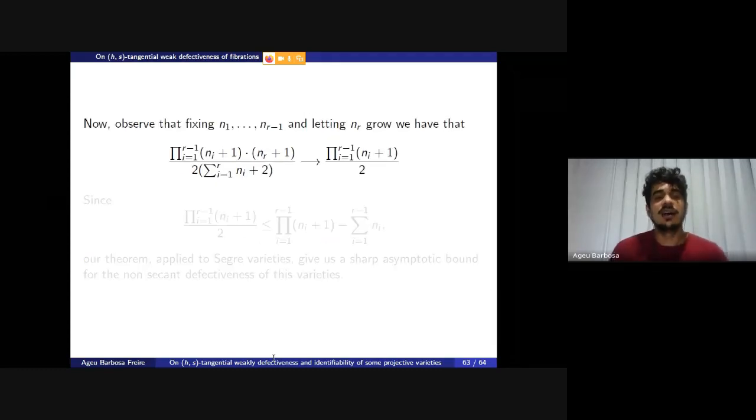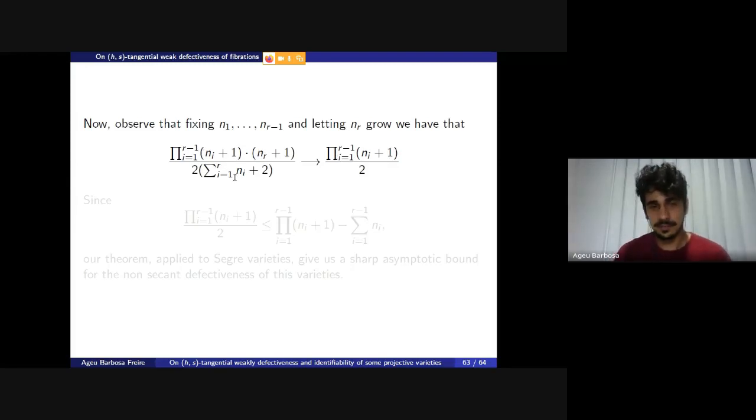Now, finally, observe that when we fix n1 up to n(r-1) and we take nr to grow, it implies that this expression here on the left side tends to the expression on the right side when you take nr to infinity. This is because, for example, in the upper part here, we multiply up and down by 1 over nr, and here it does not depend on nr, and here we have nr over nr, which will be 1, and 1 over nr, which tends to 0 when nr tends to infinity. And here we have just these expressions times 1, which is this.